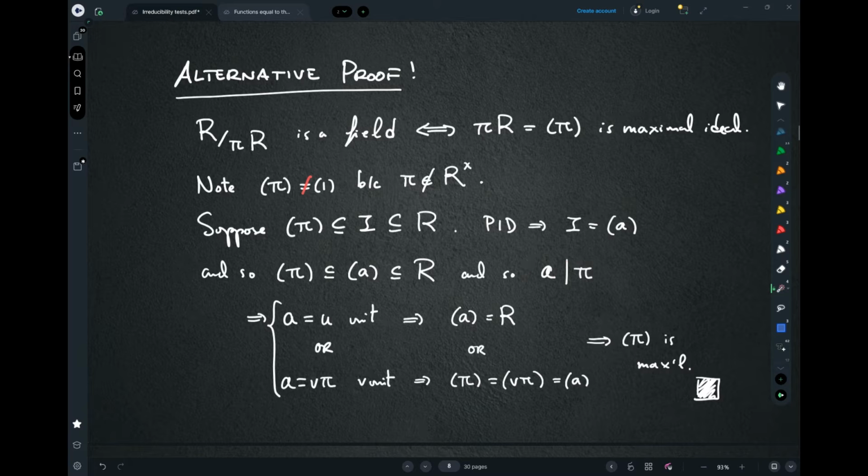But pi is irreducible, so A must be a unit. Well, if A is a unit, then A would generate the entire ring. So the ideal I is the entire ring. Or the other possibility, since pi is irreducible, is that A itself is pi times some unit. But if so, the ideal generated by pi and the ideal generated by pi times a unit are the same, and therefore the ideal generated by pi and the ideal generated by A are the same. So if there was an ideal in between, it has to be the maximal ideal or the entire ring. So that means exactly that the ideal generated by pi is a maximal ideal.